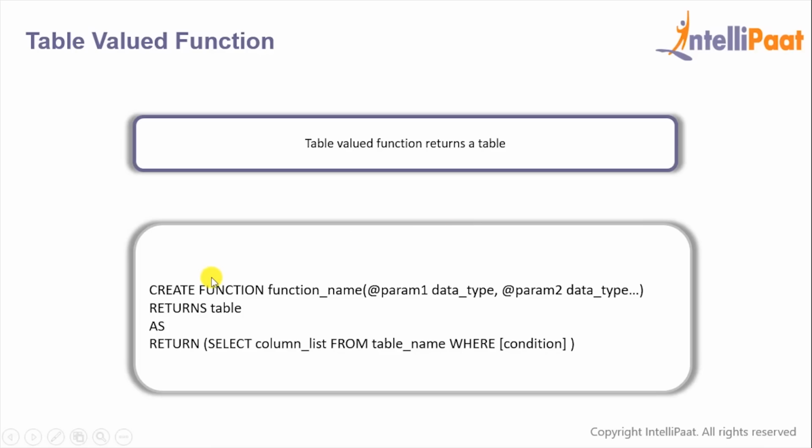And this is the syntax for a table valued function. So here the return type is table. So after the returns keyword, we'll type in table because we are supposed to return a table. After that, we'll give the keywords as return and then give in the select statement. Now you need to keep in mind that there are no begin and end keywords for the table valued function. So let's go to SQL Server and create our first table valued function.